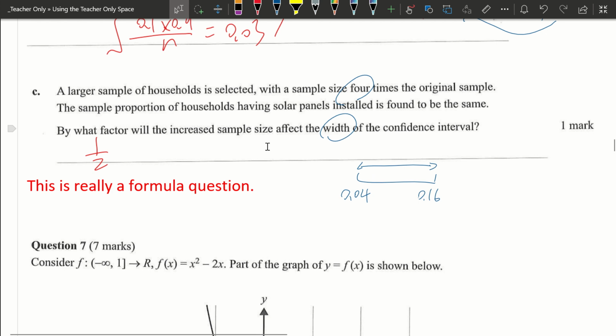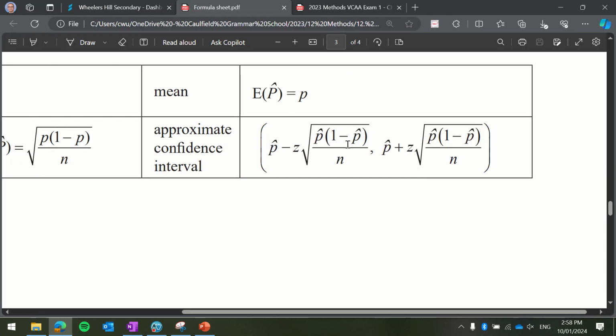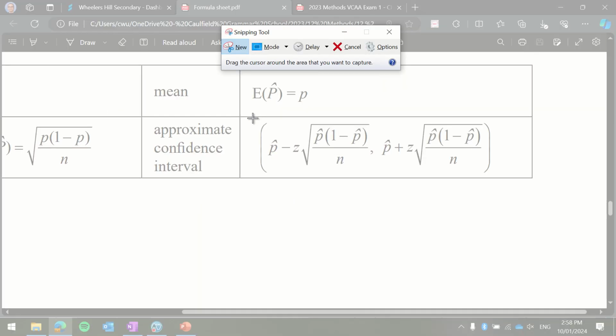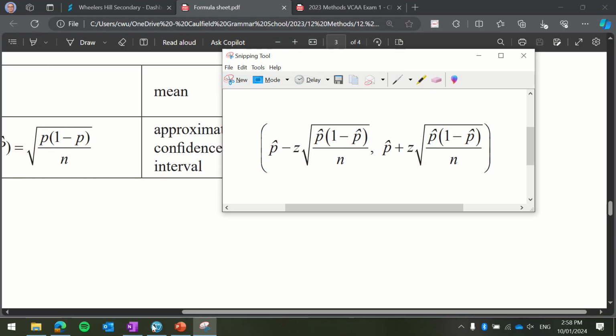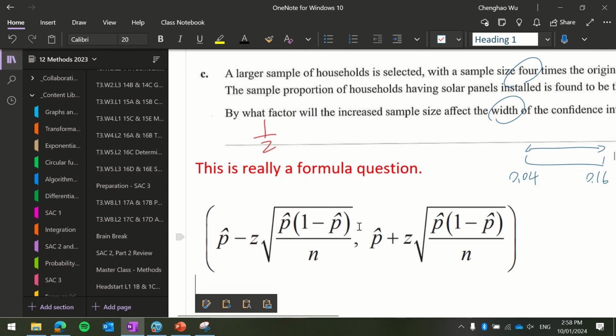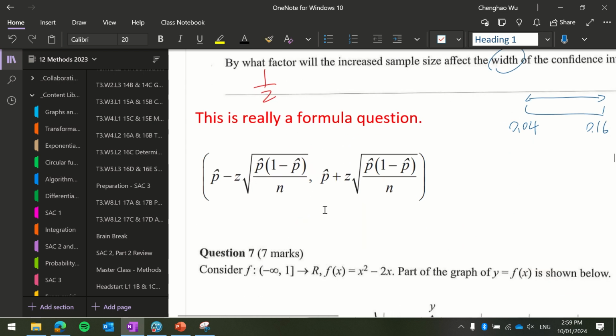Well, it's really a formula question, because the width is just this. Let me actually take a screenshot of this. That's the formula. So you're taking p hat and you minus this monster and you plus this monster, right? So the width is really just 2 times that.